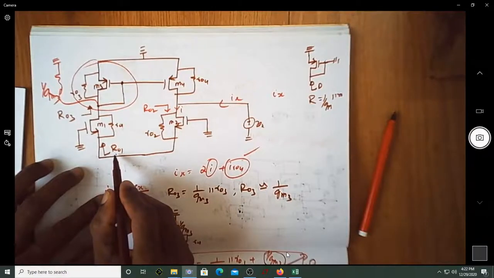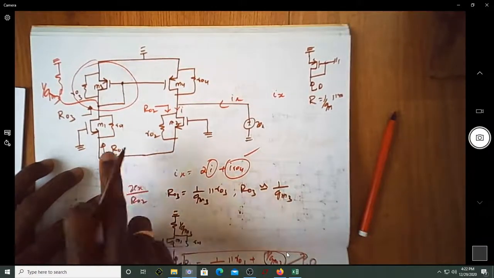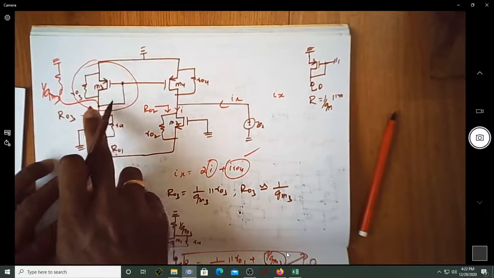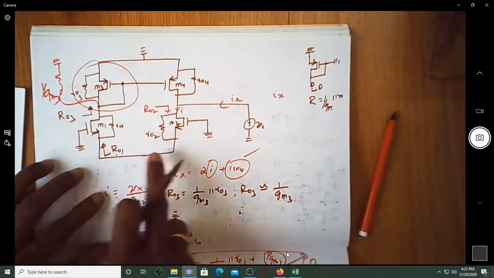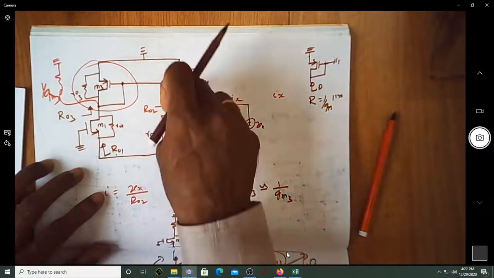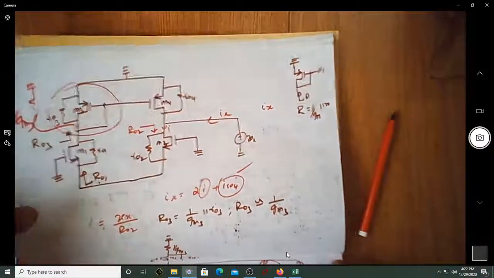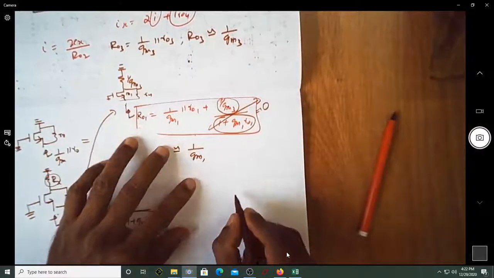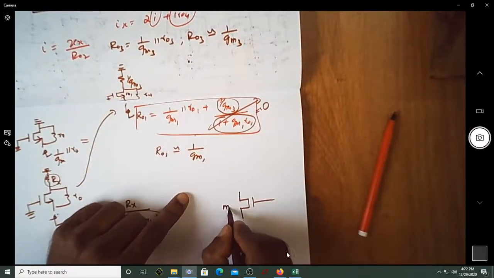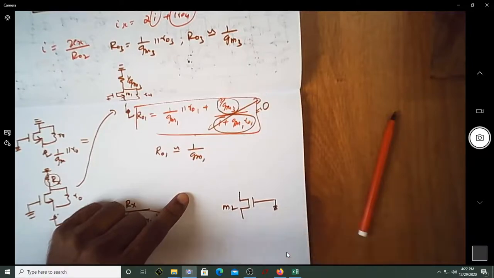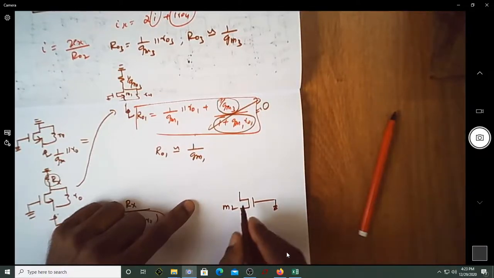With source connected with R01. Since I want to know the value of R01, we actually found out what is R03 and then R01. This R01 will be connected to the source of it. I will look from the drain side. Meaning, now I am having a situation for your M2. This is AC grounded. This is AC grounded.